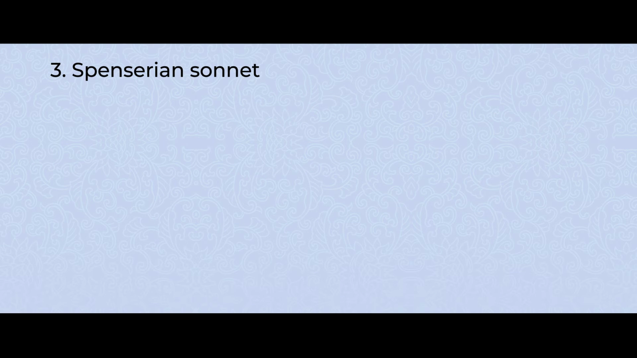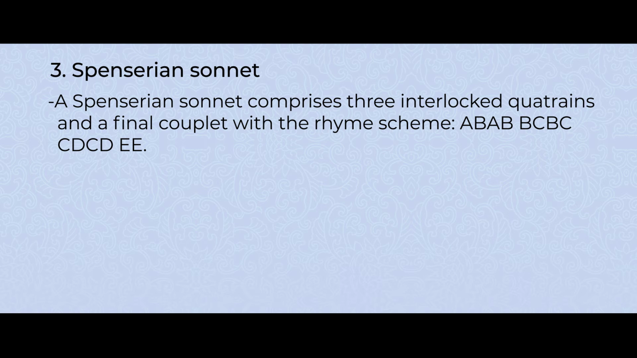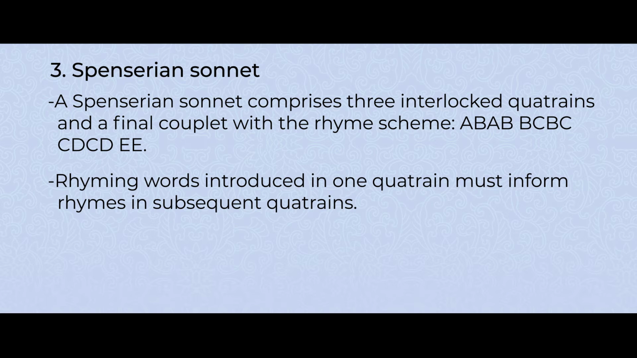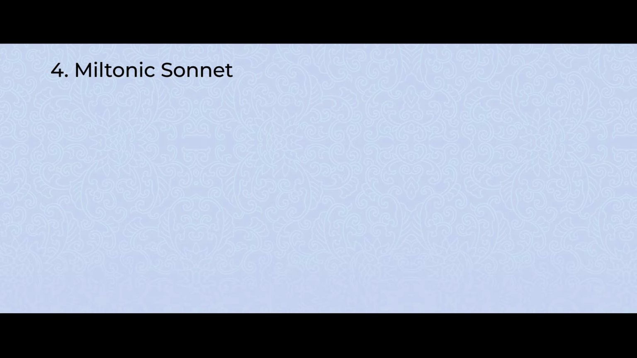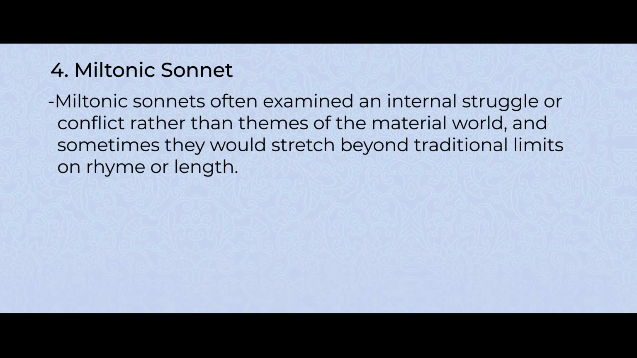The third type of sonnet is Spenserian sonnet. A Spenserian sonnet comprises 3 interlocked quatrains and a final couplet with the rhyme scheme A, B, A, B, B, C, B, C, C, D, C, D, E, E. The rhyming words introduced in one quatrain must inform rhymes in the subsequent quatrains. The 4th type of sonnet is Miltonic sonnet. Miltonic sonnets usually examined the internal struggle or a conflict rather than the themes of the material world or the external world. And they would sometimes stretch beyond the traditional limit on rhyme and length.